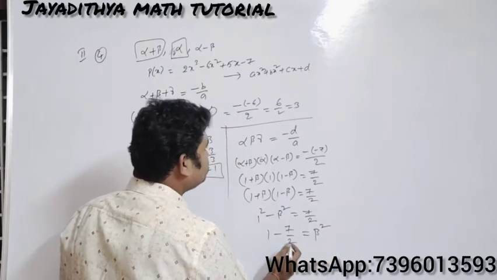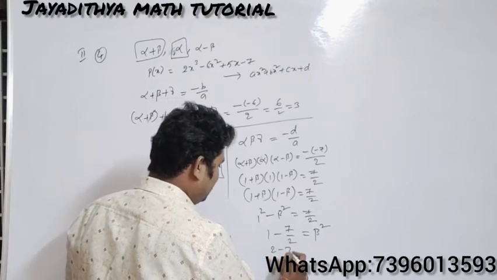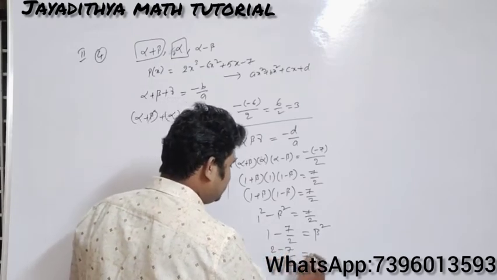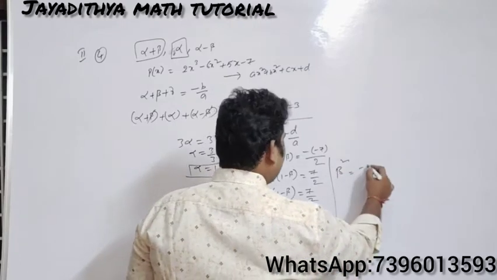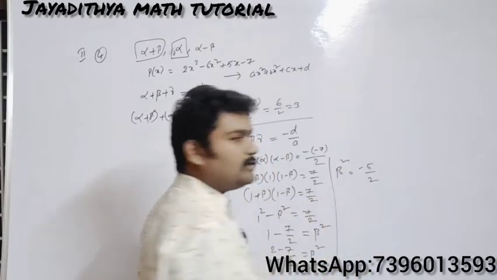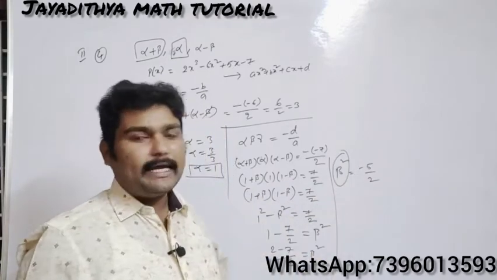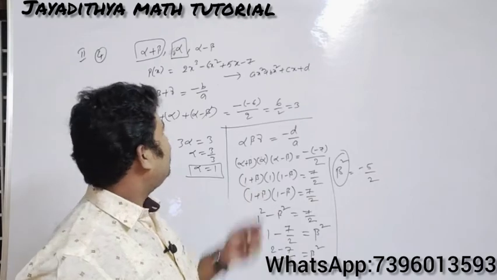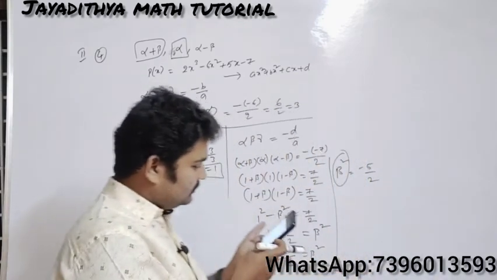This is nothing but 2 ones are 2 minus 7 by 2 is equal to beta square now. So see here, beta square is equal to minus 5 by 2. Beta square is equal to minus 5 by 2. Actually, if you square anything, you should not get a negative value. So here there might be some mistake in the question. Let me check it once.